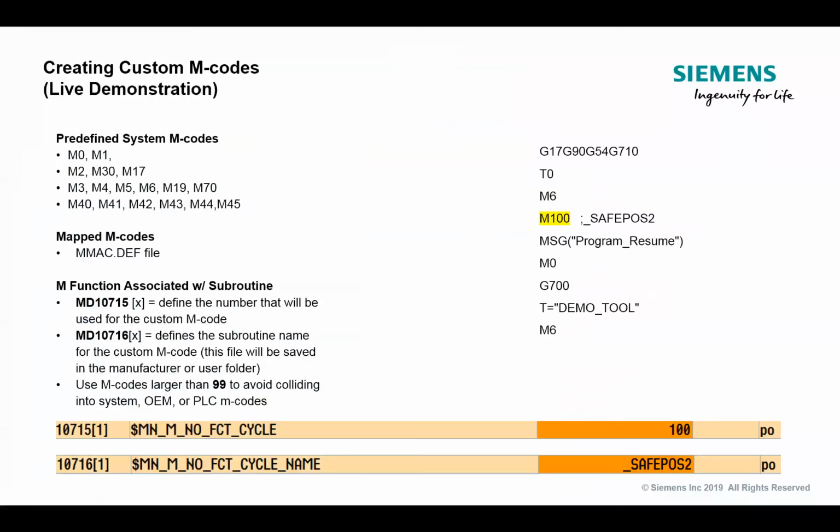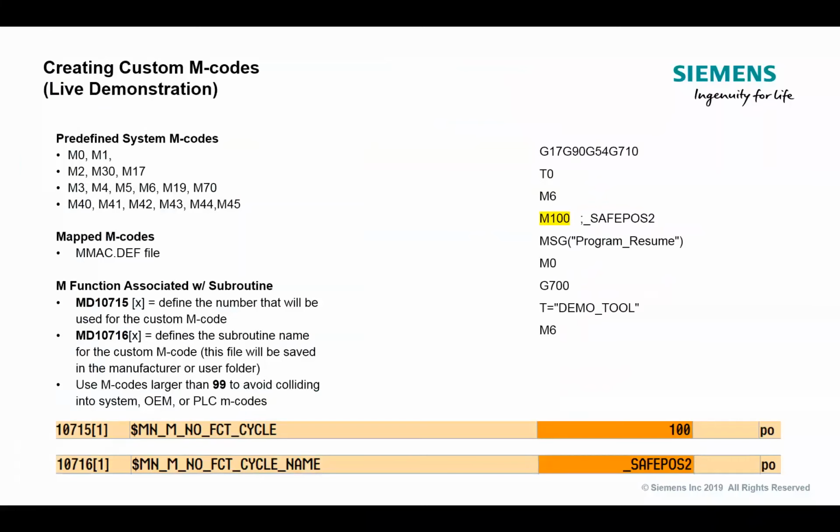Now, before we get into the machine data you have to adjust, there are a couple of rules. First and foremost, don't reuse any of our predefined M codes. Those are the ones you see here towards the top of the screen: M0, M1, M2, M30, M17. Those are off limits. Those are Siemens system M codes. I don't care who you are, you don't want to reuse any of those.